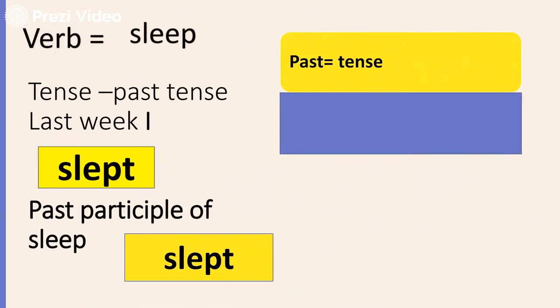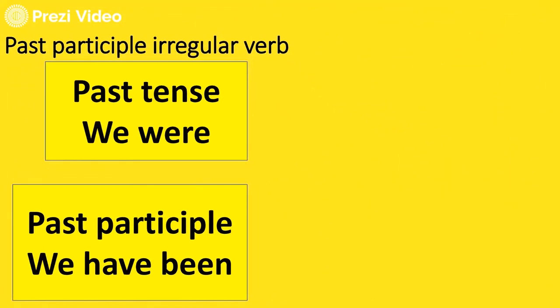So let's have a look at the verb sleep. The past tense of sleep is slept. Last week I slept in my house, and the past participle of sleep is also slept. And that's when you're talking about regular verbs. So you do need to know the difference between a regular verb and an irregular verb, because with regular verbs, you usually find the past participle has that ed sound.